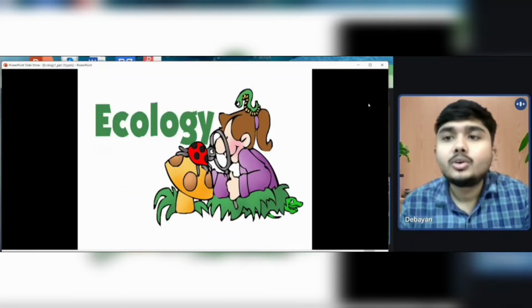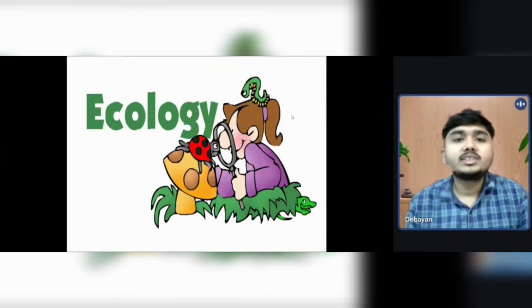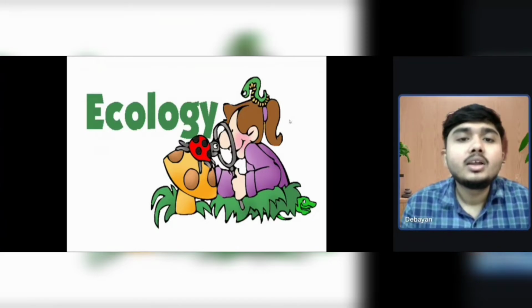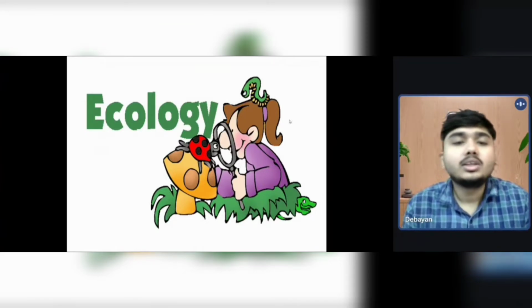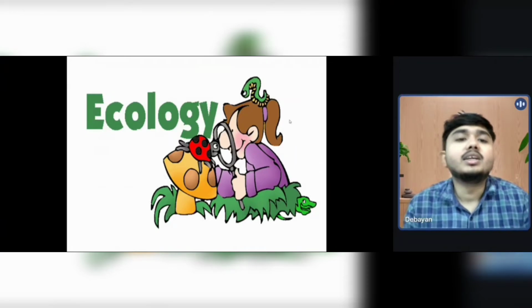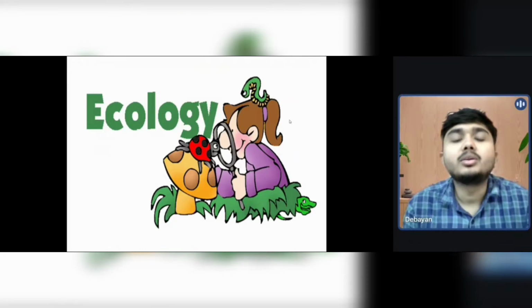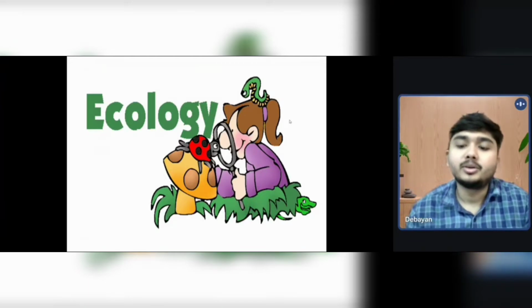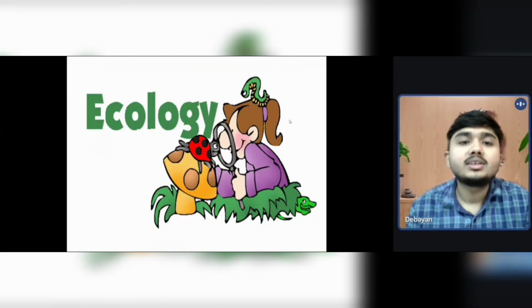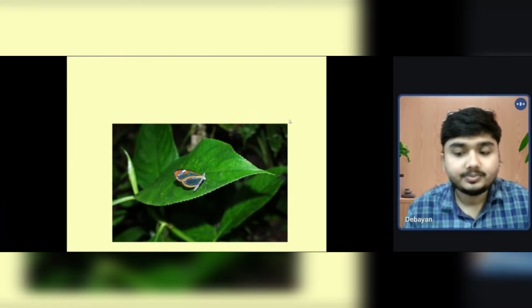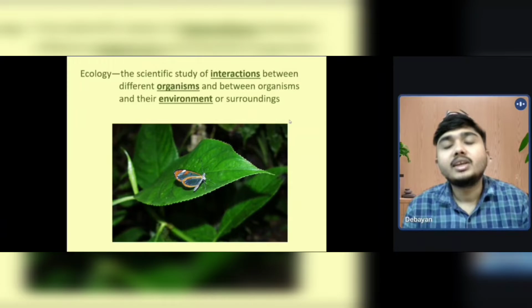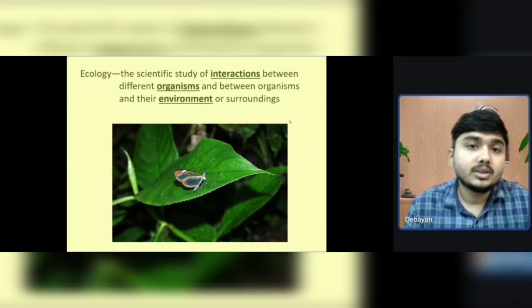Hello student. Today we will discuss ecology from class 7. So what is ecology? Logy means study and eco means our environment. So it is a study of our environment. Next, what is ecosystem? Ecosystem is interaction between biotic and abiotic components.